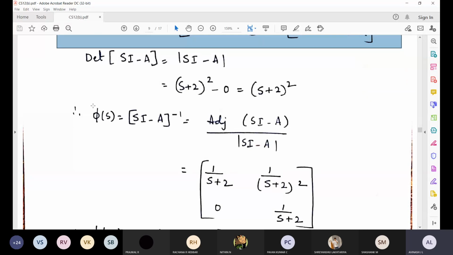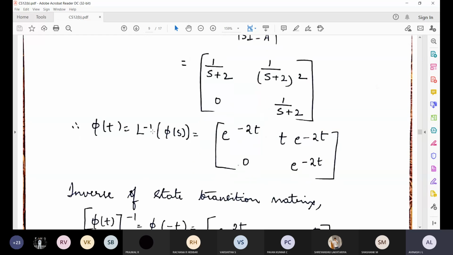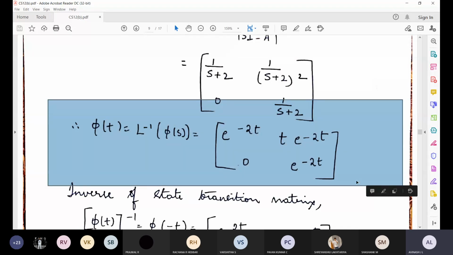So now, phi of s will be equal to what? Adjoint of (sI - A) divided by determinant of (sI - A). So we get 1 by (s + 2), 1 divided by (s + 2) whole square, 0, and 1 by (s + 2). Taking the inverse Laplace transform, 1 divided by (s + 2) gives e to the power of minus 2t. Here 0, and here t times e to the power of minus 2t, and here also e to the power of minus 2t. This is the value we are going to get. So this is the phi of t value.